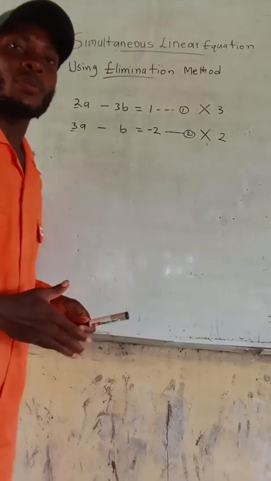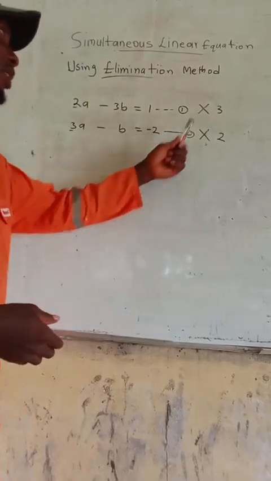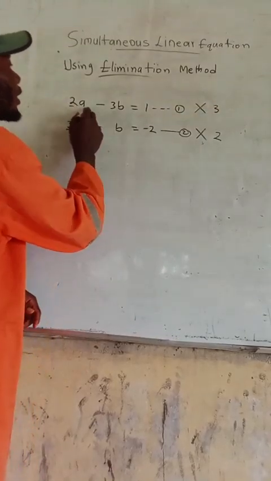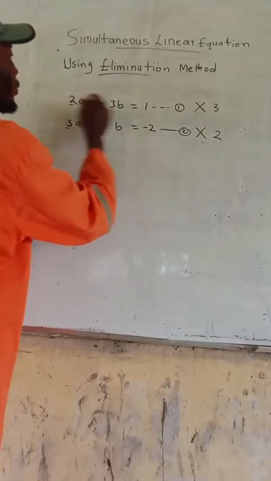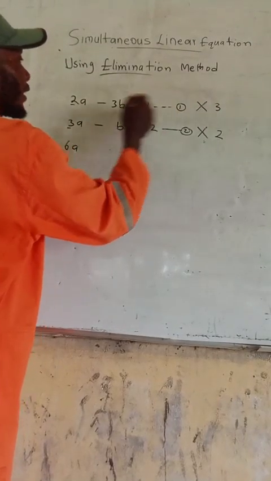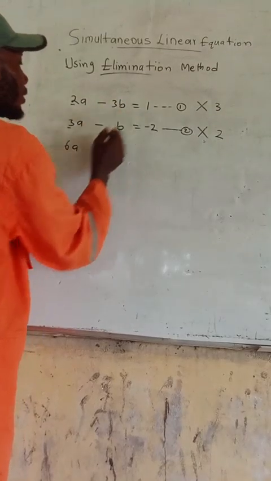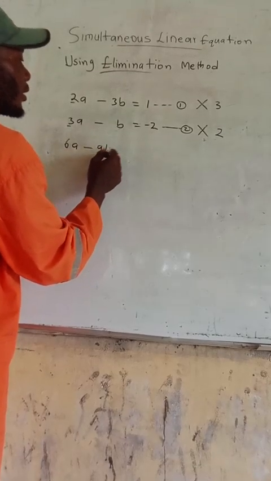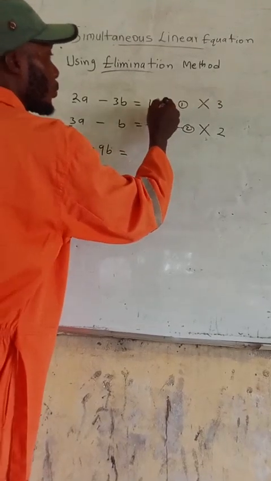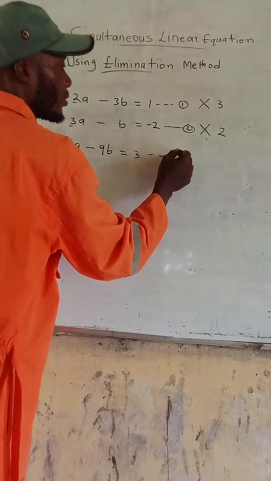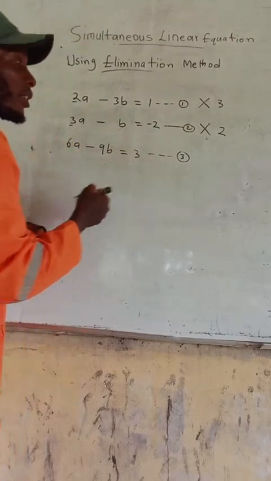The next thing is to multiply. So we are going to say 3 times 2a is 6a. 3 times minus 3b is minus 9b. Equal to 3 times 1 is 3. We can say this is equation 3. You see the same thing.